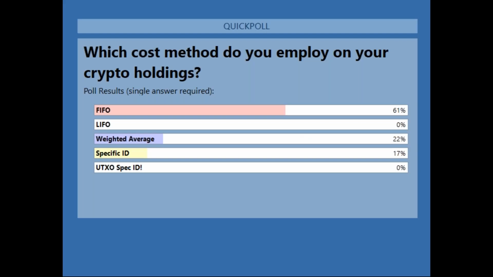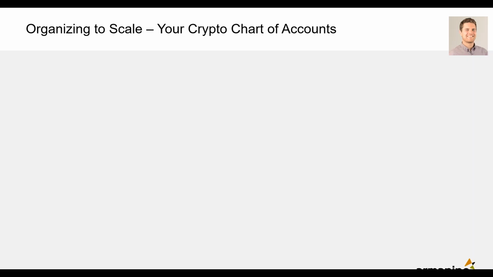And perhaps as expected, 61% are going with FIFO right now. We've got 22% going with weighted average and 17% going with specific ID. So yeah, it makes sense. Yep, I'd say that's consistent with what we've been seeing in the market. Yep. Great.